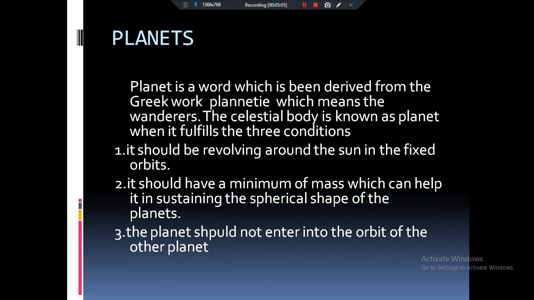Now, let us come to the planets. What are planets? Planets are basically celestial bodies. A celestial body is anything in the universe which has some mass. And for a planet, three conditions should be fulfilled by any celestial body. It should be revolving around the sun in a fixed orbit. They should also have enough mass to have a spherical shape. The third and most important point is that their eccentricity should not be so high that it enters into the orbit of another planet.